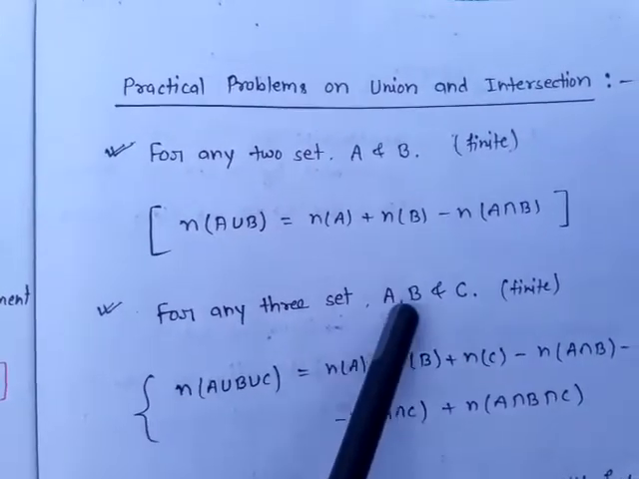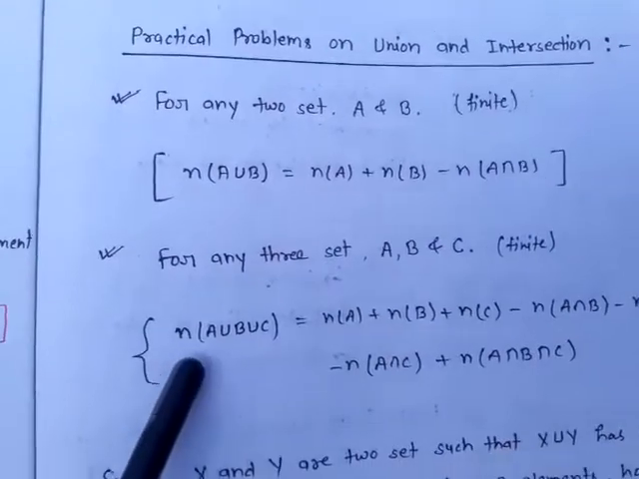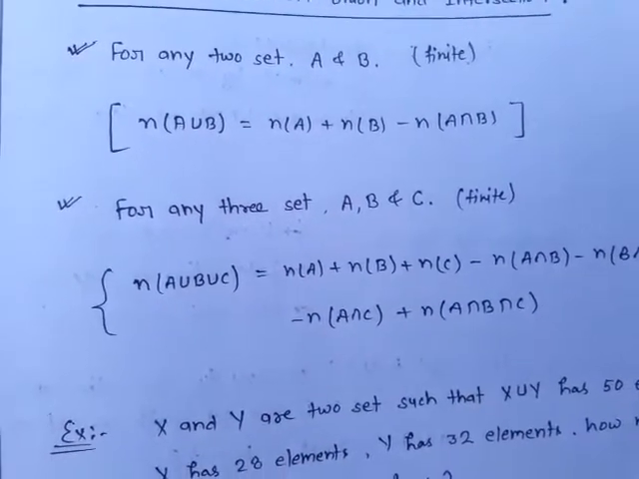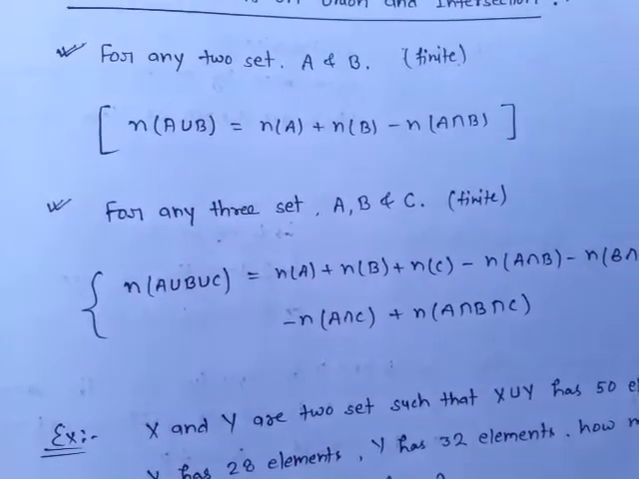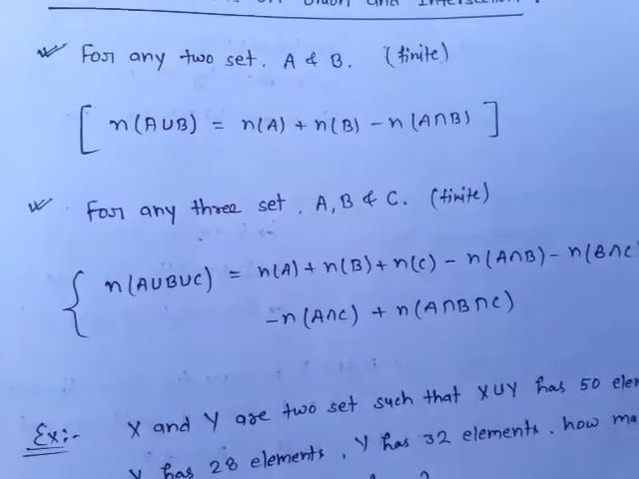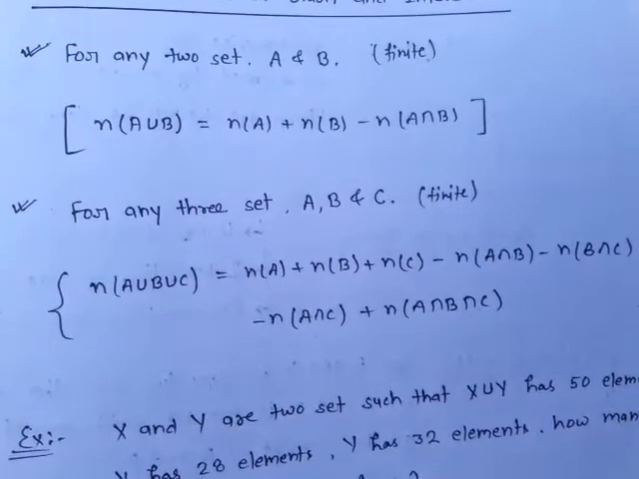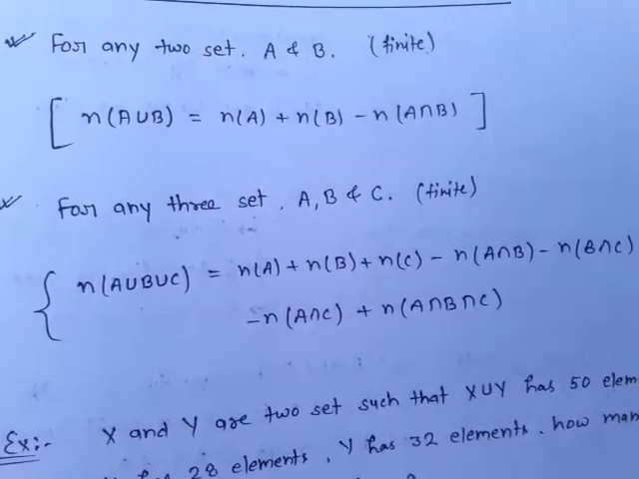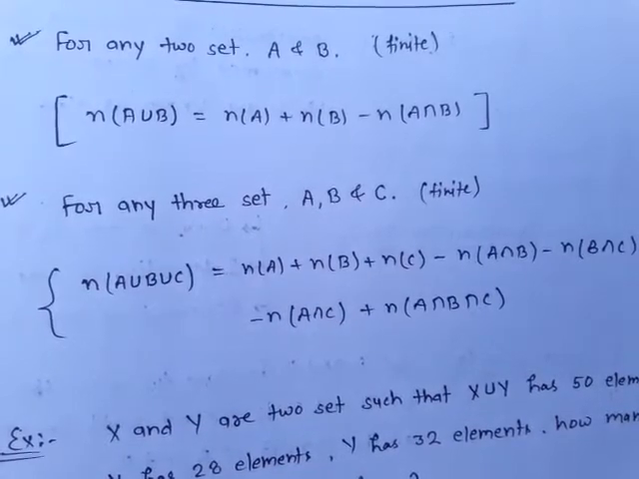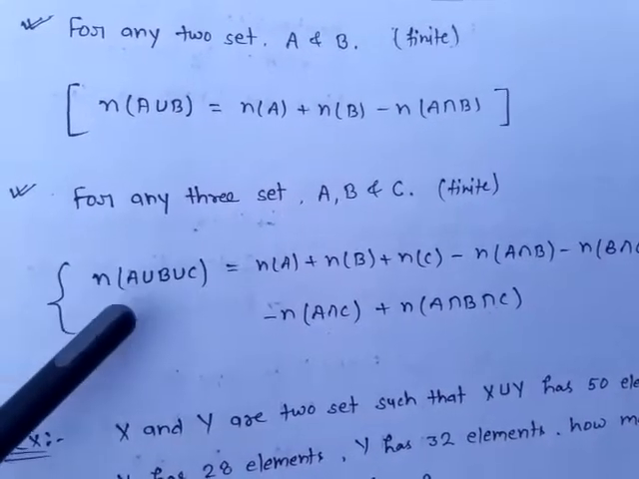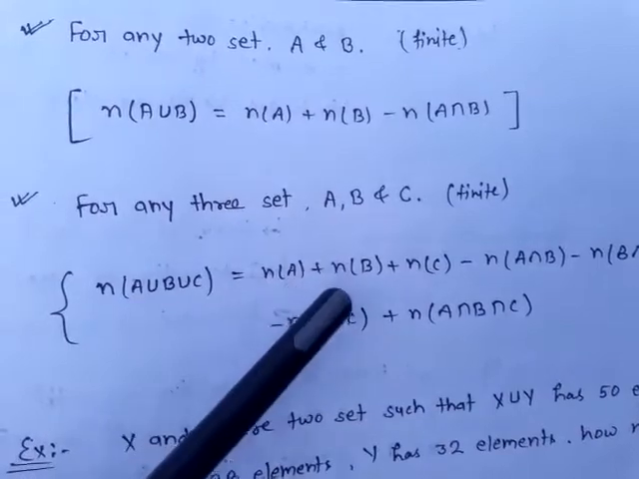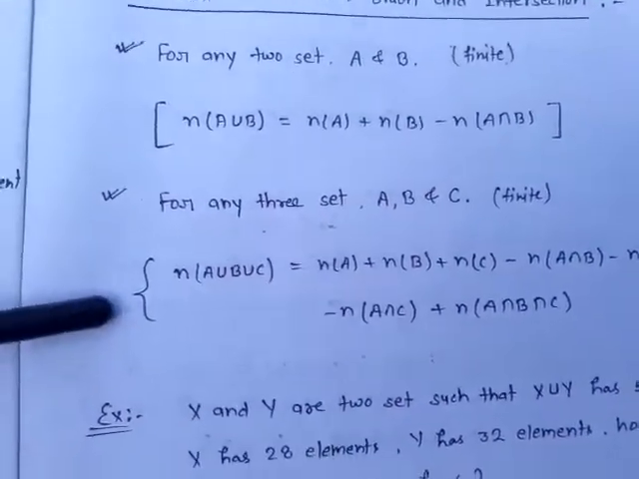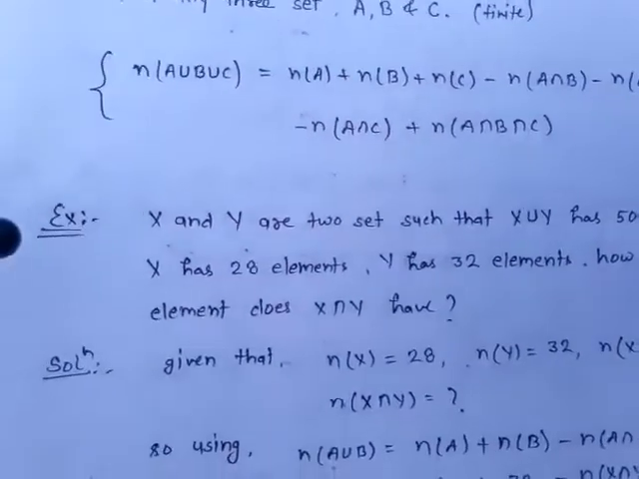For any three finite sets A, B, C, the formula is given below. n(A union B union C) is equal to n(A) plus n(B) plus n(C) minus n(A intersection B) minus n(B intersection C) minus n(A intersection C) plus n(A intersection B intersection C). Here too n(A) is the number of elements in A, n(B) is the number of elements in B, and similarly for the others. Using this you can solve a question and make it clear.